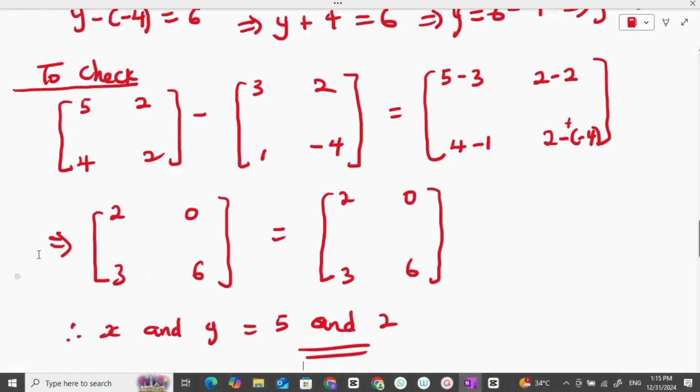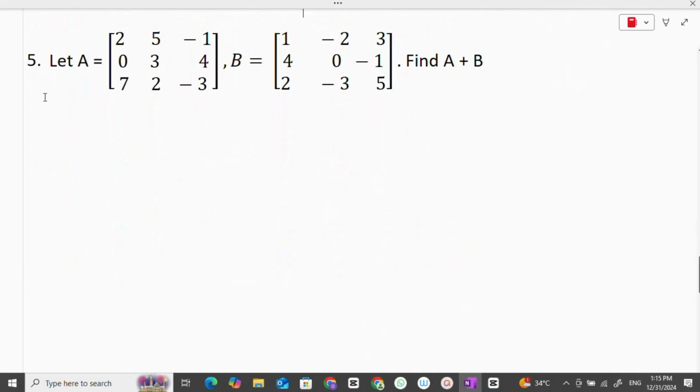So guys, let's take a look at the next example question. Alright, so we have a 3 by 3 matrix right here.